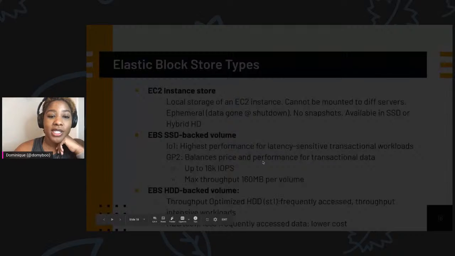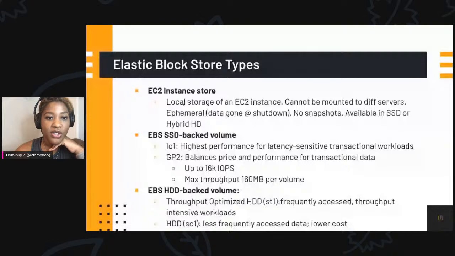You have something called an instance store, which is the local storage for an EC2 instance. It cannot be mounted to different servers. It's ephemeral, which means that once you shut it down, your data is gone. You can't use it for snapshots, and it's available in SSD or hybrid HD.